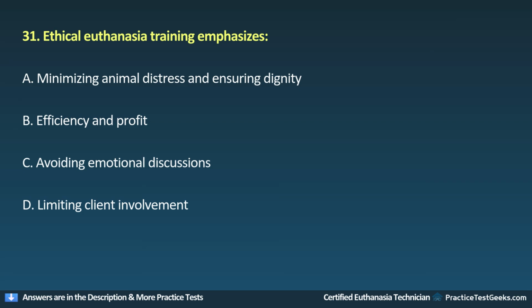31. Ethical euthanasia training emphasizes A. Minimizing animal distress and ensuring dignity. B. Efficiency and profit. C. Avoiding emotional discussions. D. Limiting client involvement.